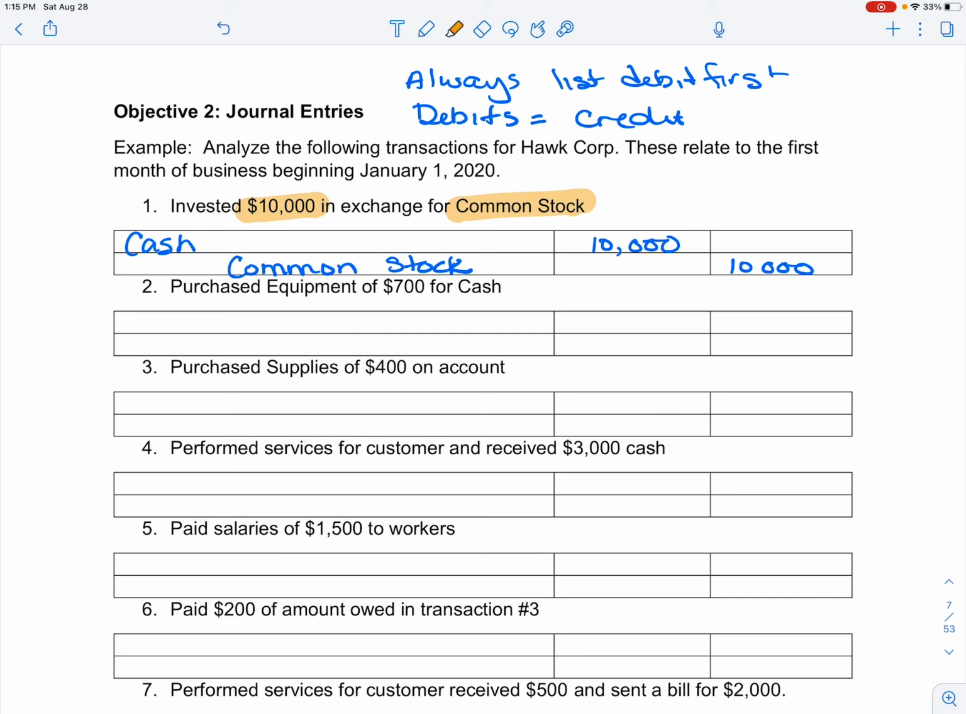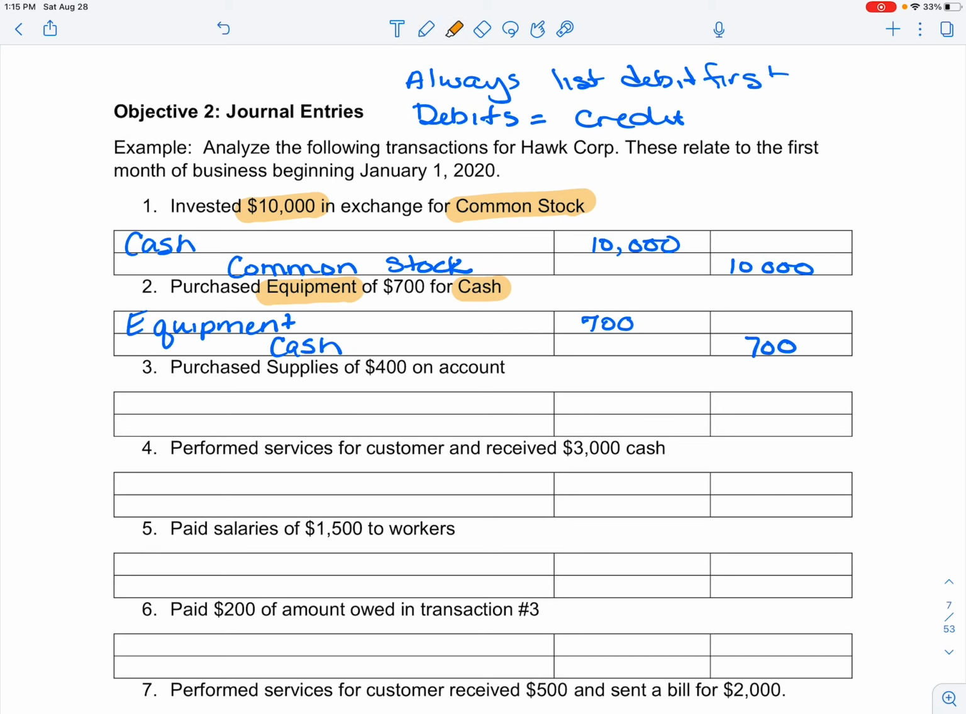Again, let's find the two things that we're looking at in the second one. We have equipment, we have cash. But here I'm purchasing equipment, which is an asset. I'm going to increase that equipment for $700. I'm going to decrease my cash. I can decrease cash with a credit.